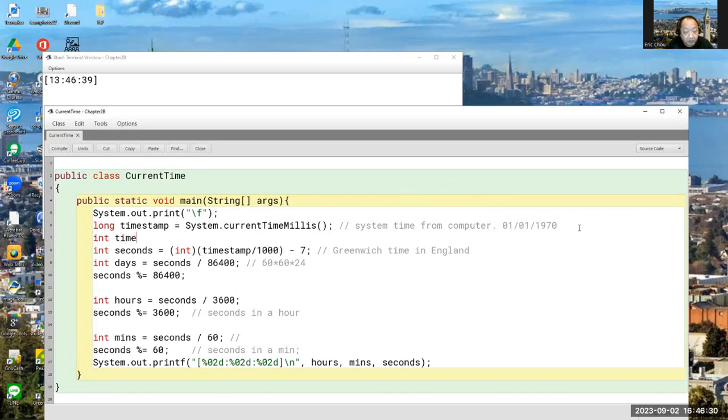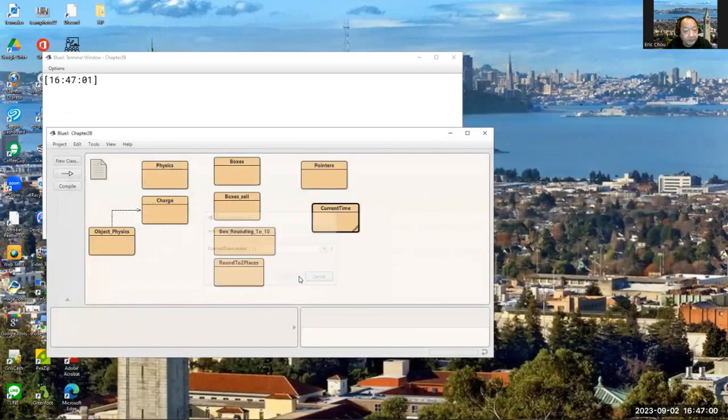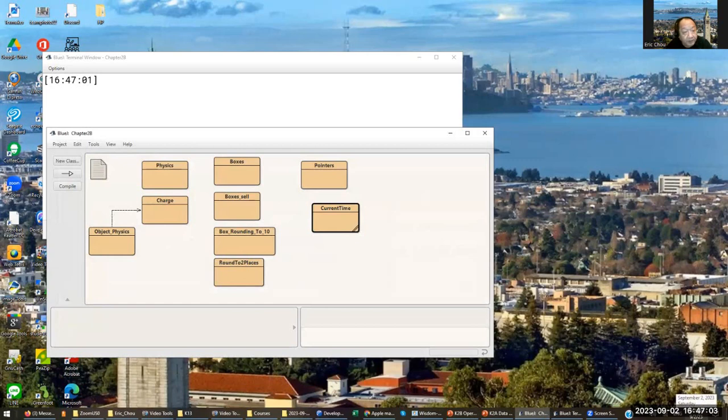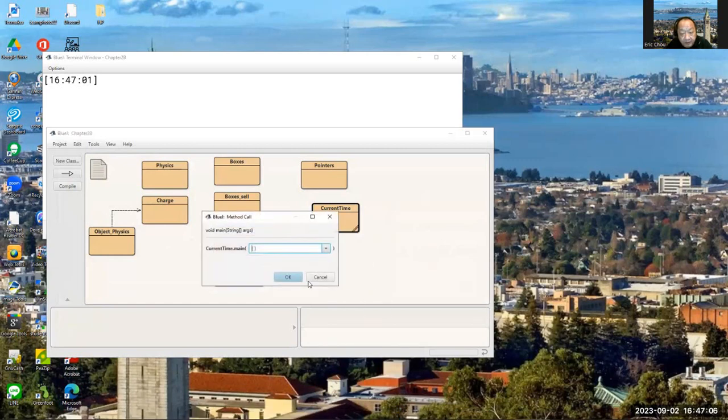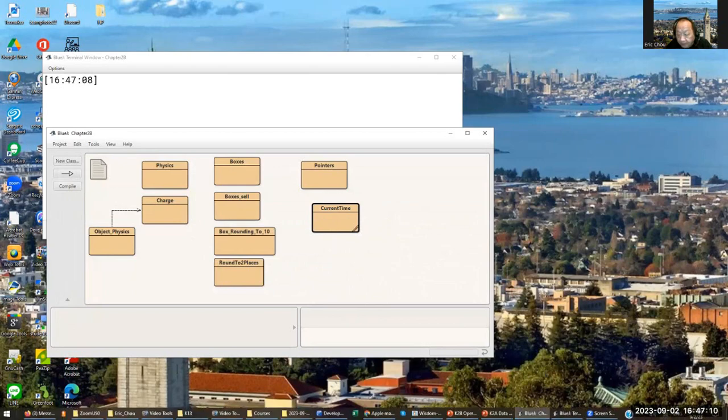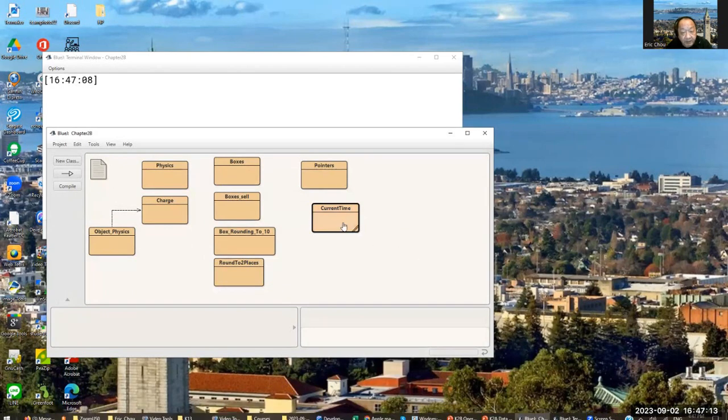So let's call it the time zone. Let's call it minus 7. That's Los Angeles Pacific Daylight Time. If not daylight time, you need to use minus 8, okay? So this one you minus 7, times 3600. So this one is compile and run. This one's now 4:47:1. Hit another one. 4 o'clock 47:8. This is the current computer time.